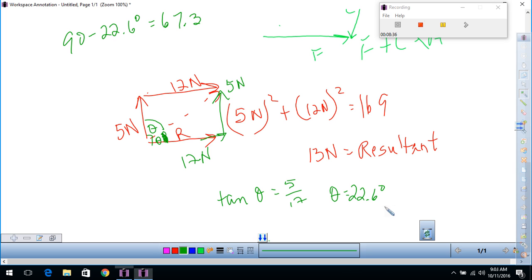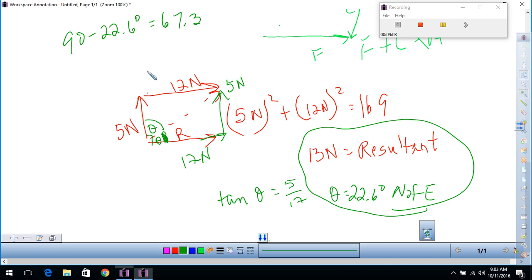I haven't talked about the direction yet. So I can say that this is either 22.6 degrees. Well, if this is east, to get to this dashed line, I have to go north of east. North of east. So that's a possible answer. However, this can be just as correct. I could say 13 newtons, 67.3 degrees east of north.